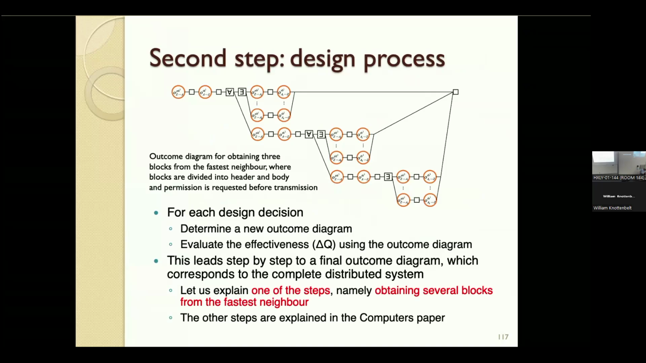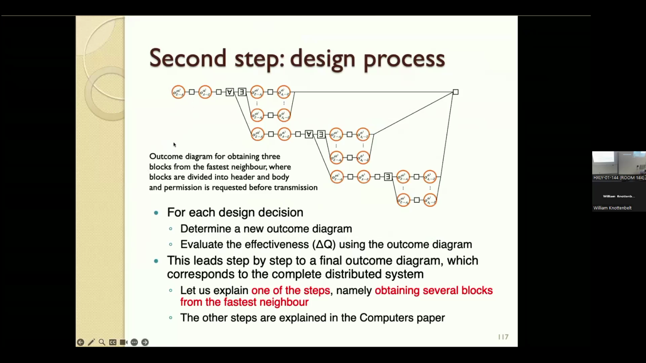The second step is the actual algorithm itself. So here, when we have an algorithm or a proposed algorithm, we have its outcome diagram, and we can use that to compute its performance, its timeliness, okay? So here we have an outcome diagram, which is a part of the system.